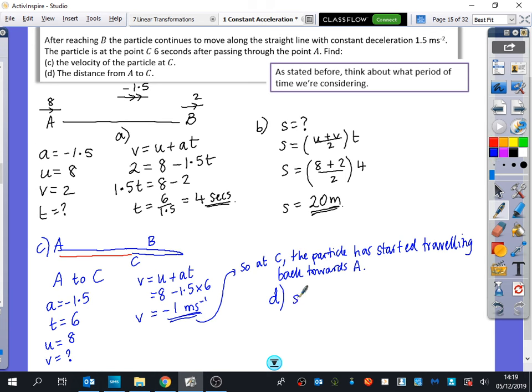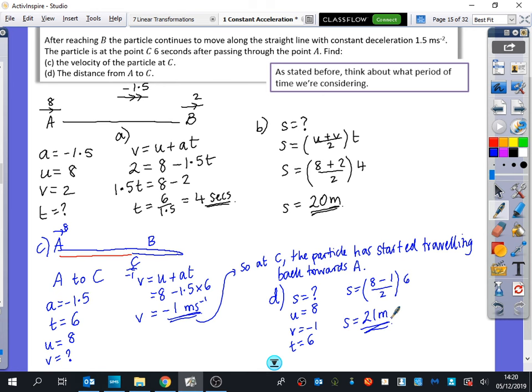So the thing I'm interested in is S. I know what U is. When it started at A, it had 8, and now it's at C, it's coming backwards, -1. So we get 8. V is -1, and the time that it took to do the journey from A to C was 6 seconds. So S equals U plus V, well, V is negative, so it's just going to be -1 over 2 times 6. So that's 3.5 times 6. How much, sorry? 21. So the distance is 21 meters.